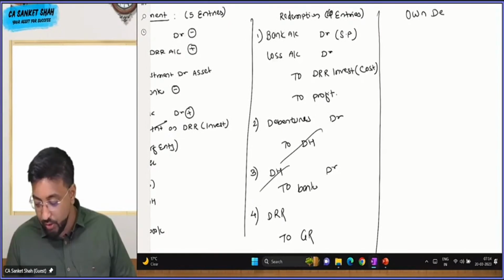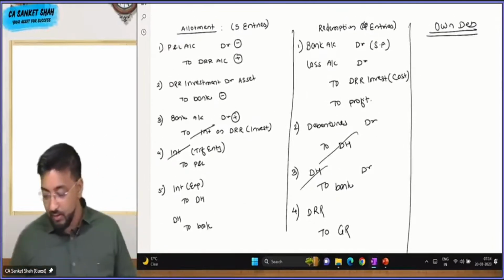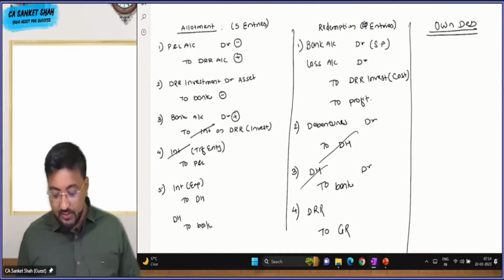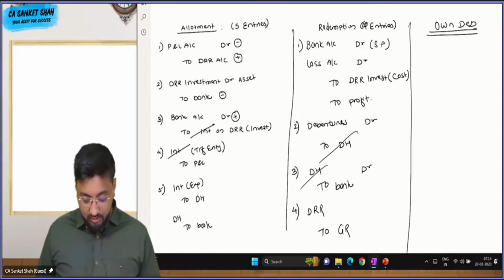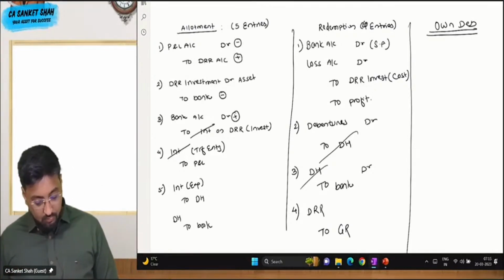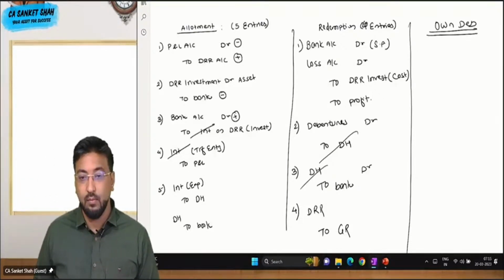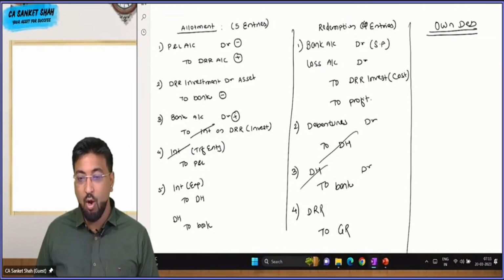And now today we are going to see own debentures. There are only 2 entries. So you can write it somewhere. Whenever you want to revise it, you can easily revise it. So allotment, redemption and own debentures. Yes. Now you are getting this concept. चलो जल्दी से बताओ. Allotment, redemption and own entries, own debentures.